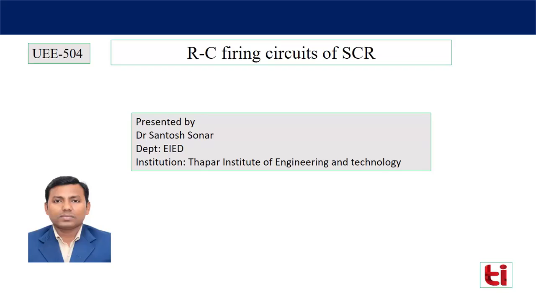Today I am going to discuss RC firing circuits of SCR. Last class we discussed the resistance firing circuit. There we have seen that there are some limitations of the resistance firing circuit. The resistance firing circuit was not suitable for firing more than 90 degrees of input voltage. Here we will see that this limitation is removed by RC firing circuits.